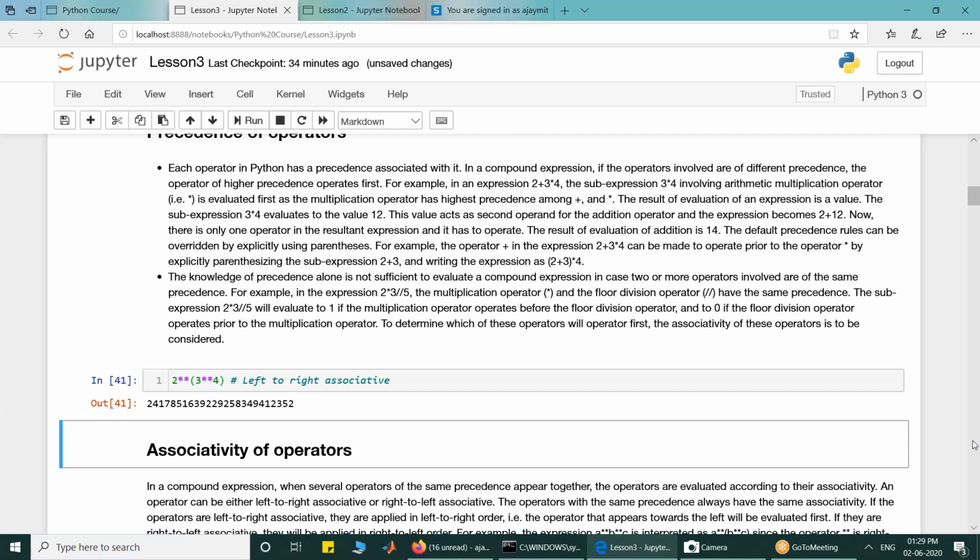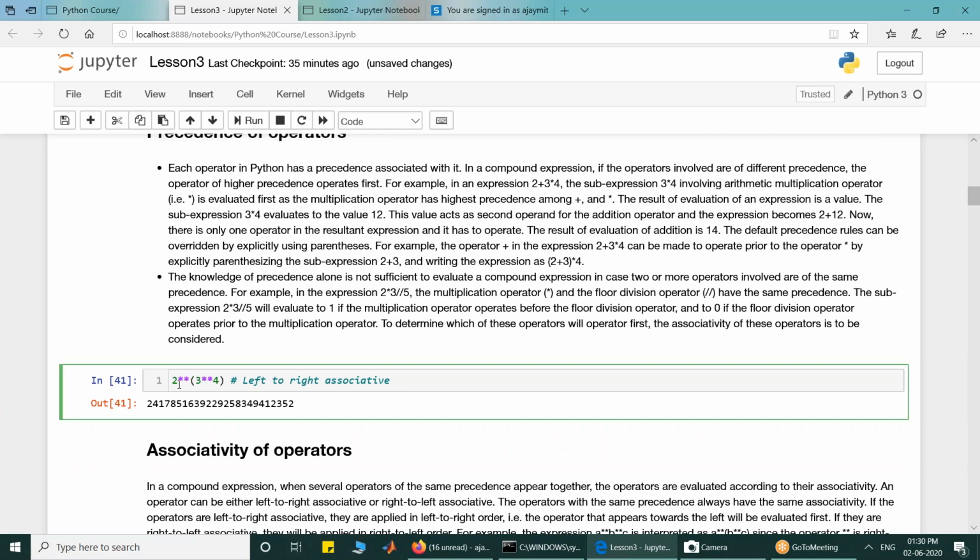So in other words, when operators of the same precedence are involved in a compound expression, the evaluation depends upon their associativity, and operators of the same precedence always have the same associativity as well. Some operators are left to right associative, which means their evaluation will be done from left to right, and some operators are right to left associative, which means their evaluation will be done from right to left.